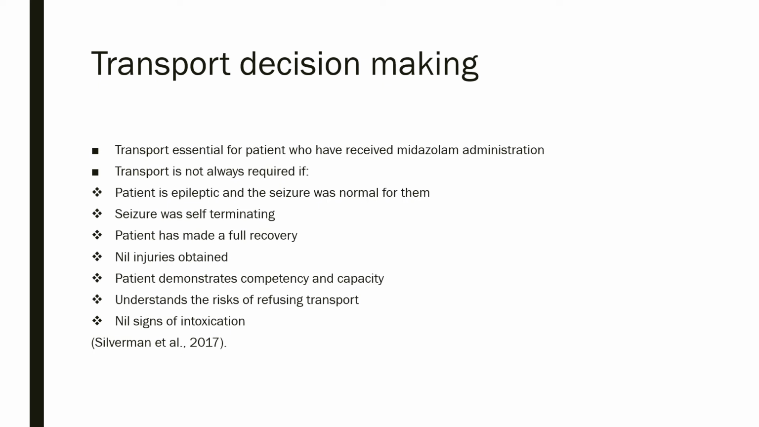Furthermore, for a patient to be able to refuse transport, they must be able to demonstrate competency and capacity, be alert and orientated, be able to understand the risks of refusing transport and showing no signs of intoxication. Recommendations should be made for the patient to book an appointment with their GP or specialist if appropriate, and all findings should be thoroughly documented.